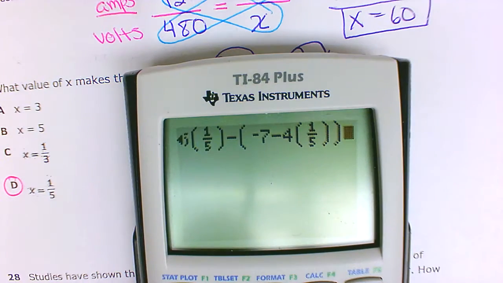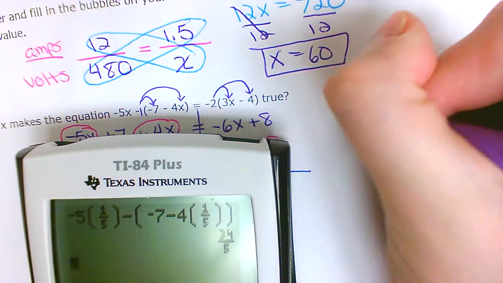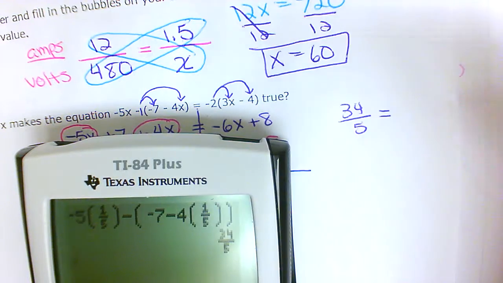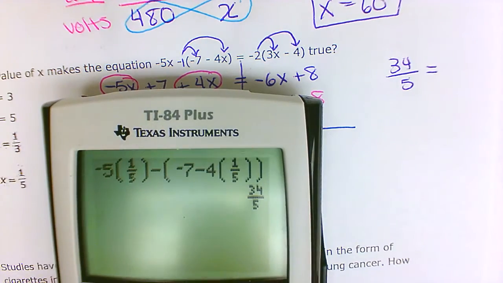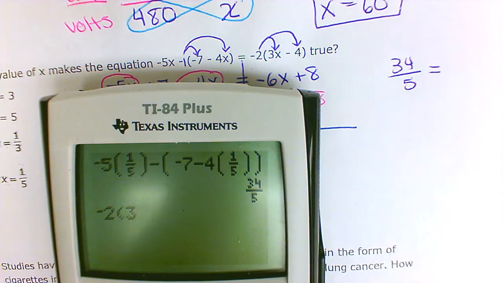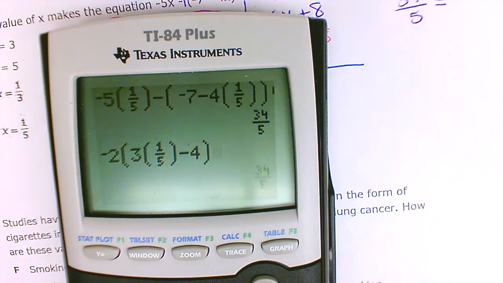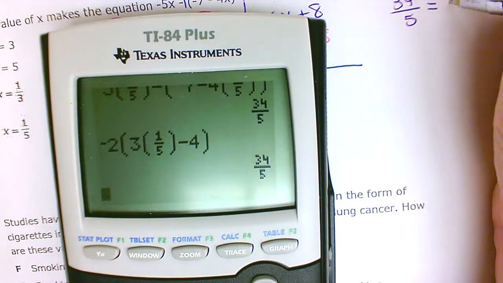Now this is just the left side of the equal sign. I ended up with 34 over 5. That's the left side of my equal sign. If I do the same thing to the other side, so I've got negative 2 times 3, and then another x, so let's put in 1/5. Let's close that. Minus 4. Close it all. That also gave me 34 over 5.